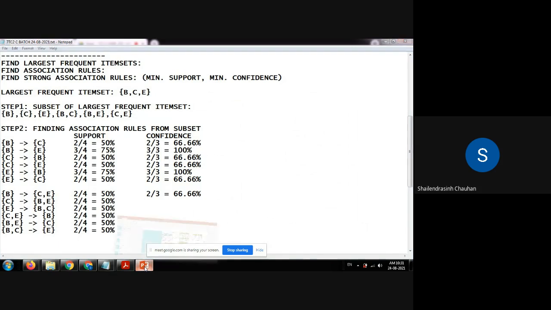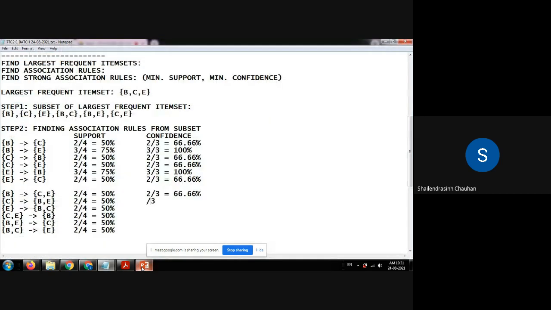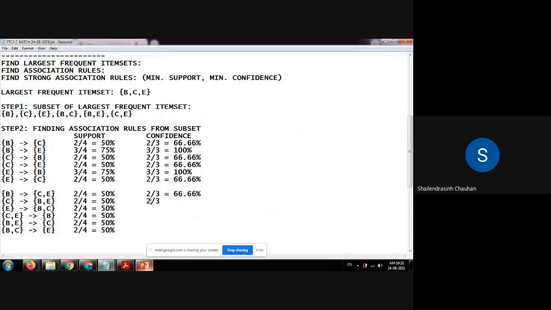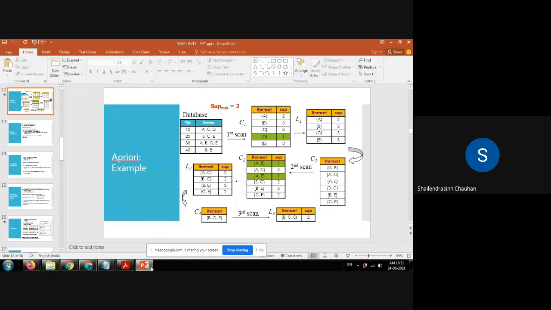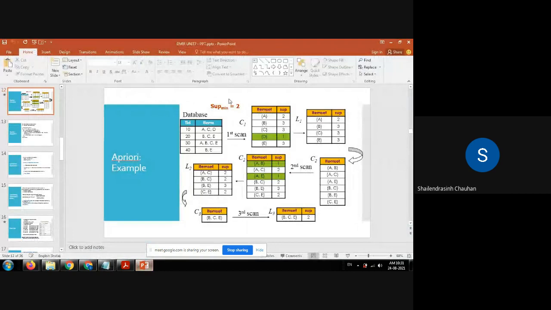Now C is there in 1, 2, 3 transactions. Along with C, B also. Along with C, B 2 times, 20, 30. Again 66.66%. Now E, we are having 1, 2, 3 transactions. Out of those 3, BC also, 2 times, 20, 30.